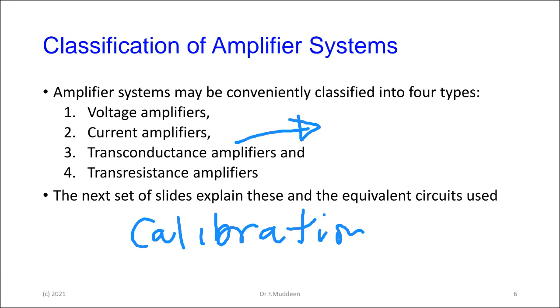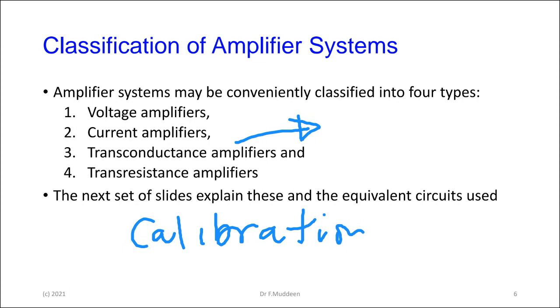So those were the four classifications of the amplifiers, and we ran through the models. If you're dealing with voltage amplifiers, you use a Thevenin equivalent circuit for it, and if you're using currents, whether at the input or the output, you use a Norton equivalent.